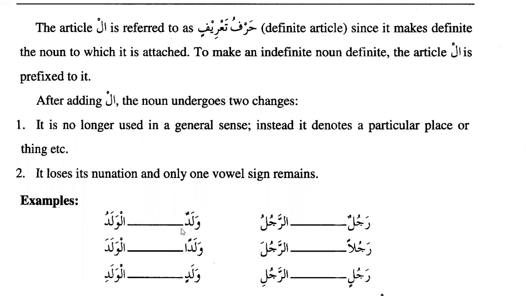What did you learn in this point? I learned that when you add the article to a noun, it turns definite. I want to say that when we add al to a nakira noun, it becomes marifa. Okay, then what else happens when we add al to a nakira ism?